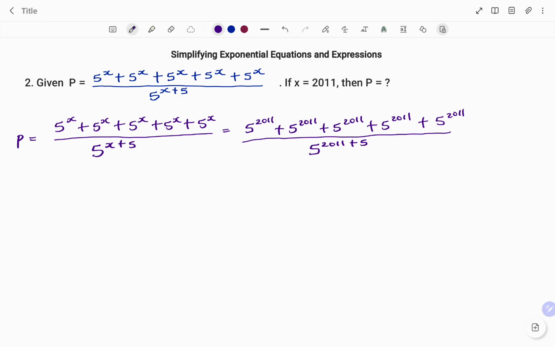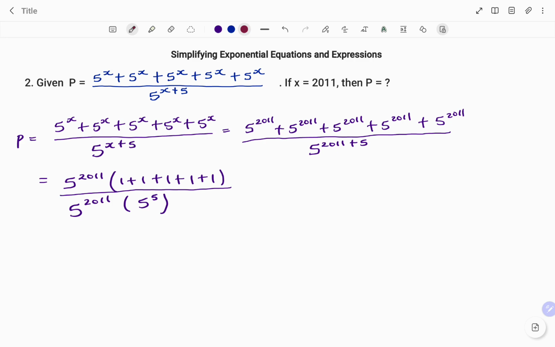The next step is I'm going to factor out 5 to the power of 2011. What I'm going to have is at the top, I have 5 to the power of 2011 in bracket 1 plus 1 plus 1 plus 1 plus 1, that's in 5 places. I'm going to do the same at the bottom. I have 5 to the power of 2011. What I'm left with is 5 to the power of 5.